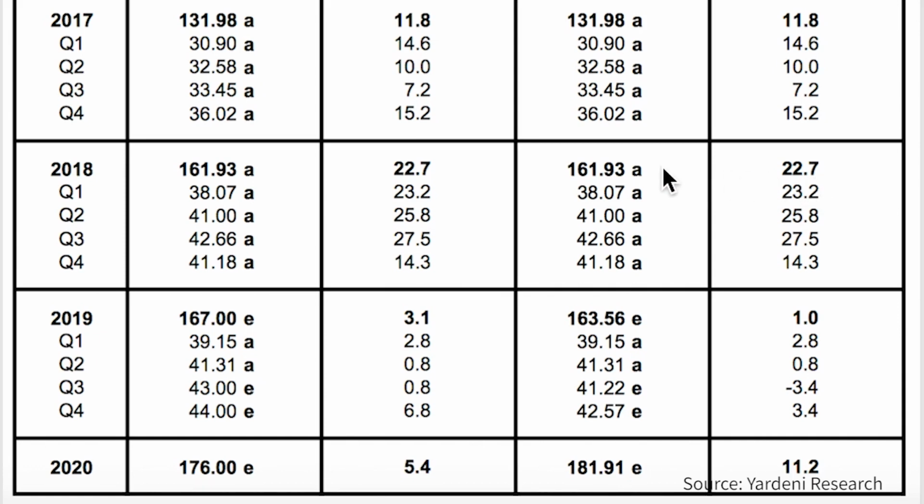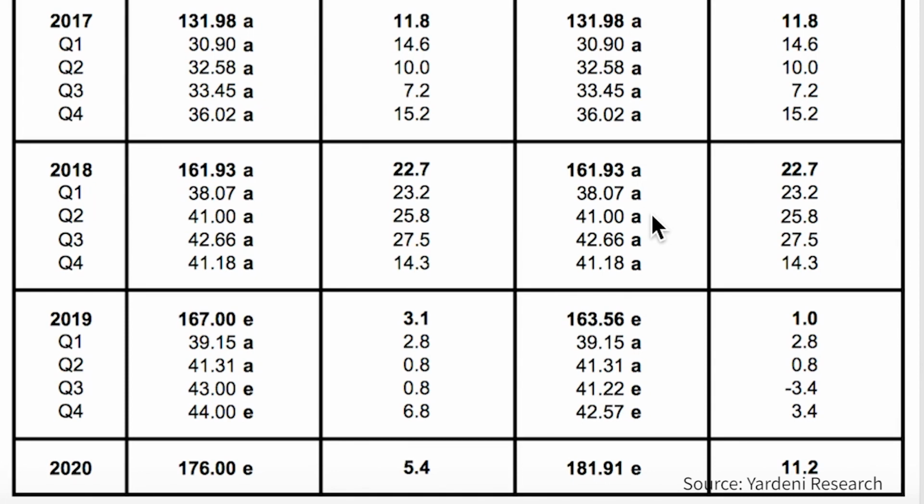And so you'll also notice there are letters next to some of the numbers, an A, and as you scroll down, you'll see an E. The A stands for actuals, and the E stands for estimates. So you have a decision to make here. Should you use the actual historical earnings of the S&P 500 or the forward-looking estimates? Both are correct, but my view and preference is to use the forward-looking estimates because investors in the stock market are generally forward-looking creatures.